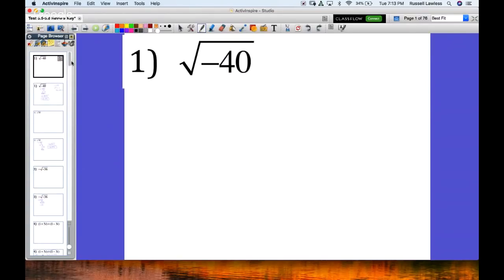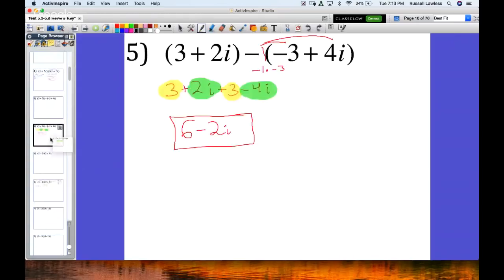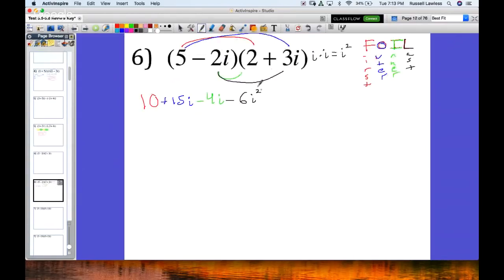So because it's actually the value of -1, we're going to change this. -6i squared is going to turn into a -6 times a -1, which is equal to a +6. So this is not a -6i, it's actually going to be a +6. Now when we add the real numbers, we're going to get 16 plus 11i.